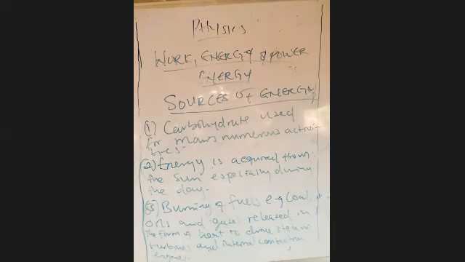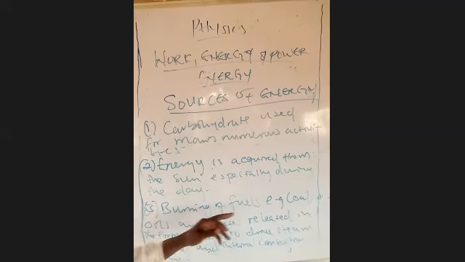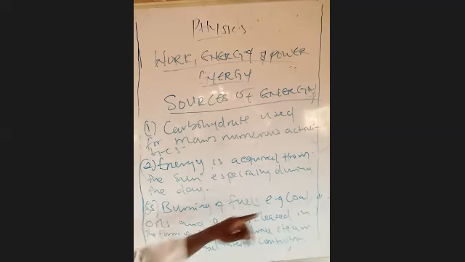Now, when we talk about sources of energy, we talk about carbohydrates, so it is the living organism that can receive carbohydrate as a source of energy. Also, the energy acquired from the sun can be a source of energy for living organisms. But burning of fuels, e.g. coal, oils and gases, is applicable only to man, released in the form of heat to drive steam turbines and internal combustion engines.